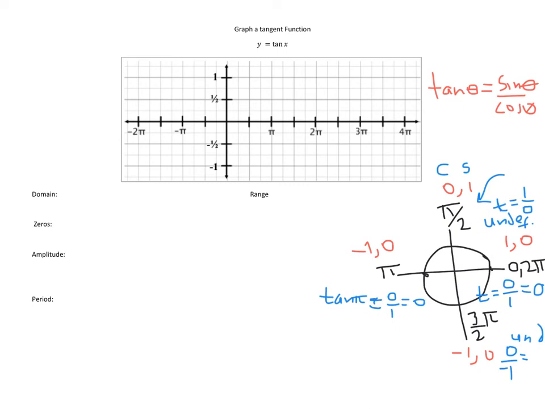And let me just circle those values so that we can see them. So I want to be able to see those values. So see, this one is undefined. So this is 0, undefined, and 0.